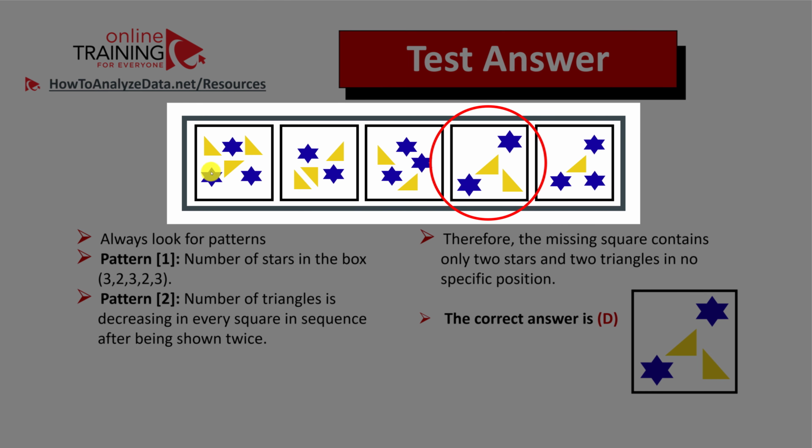The first pattern is pattern of number of stars in the box. You see that the first box has 3 stars, then it goes down to 2 stars, then 3 stars again, 2, so the next one is 3 again. So the missing object will definitely have 2 stars.